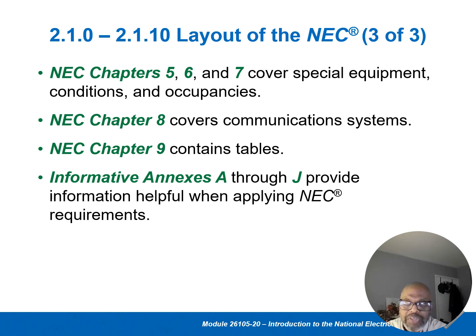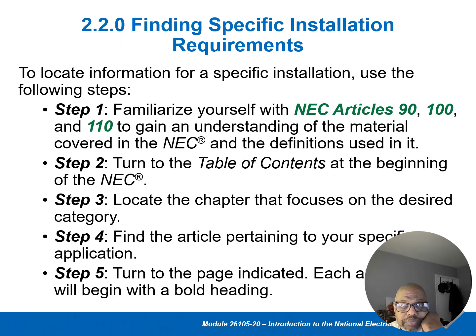Chapter 8 covers communication systems. Chapter 9 contains tables. So if you're looking for tables for wire sizing, the number of conductors inside a box or conduit, or gauge sizes based on amount of current, we go straight to Chapter 9. And the informational annexes, A through J, are helpful when applying the NEC requirements, for looking up where to find additional information.